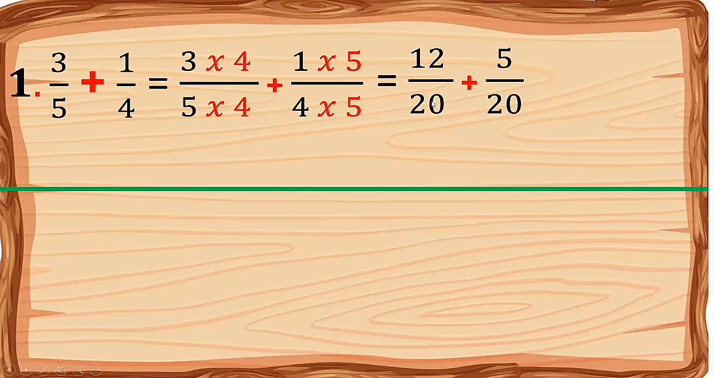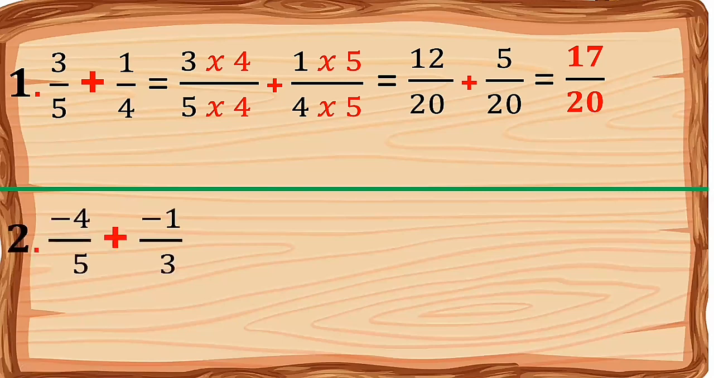Now, we already have the same denominators. So what you're going to do there is just simply add the numerators. So 12 plus 5 is equal to 17, and keep the denominator, which is 20. So therefore, the answer is 17 over 20. Okay? Now, let's have number 2.